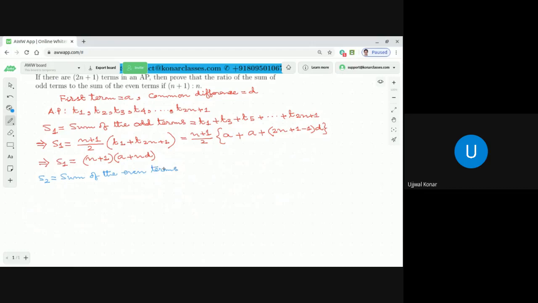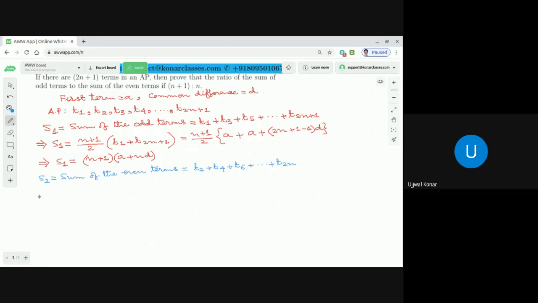Correct, no, dear students? Yes. That is equal to what? It is equal to T2 plus T4 plus T6 up to T2n. T2 plus T4 plus T6 plus T2n.